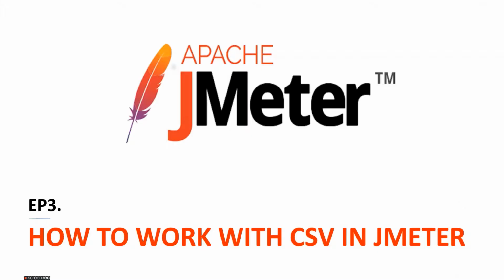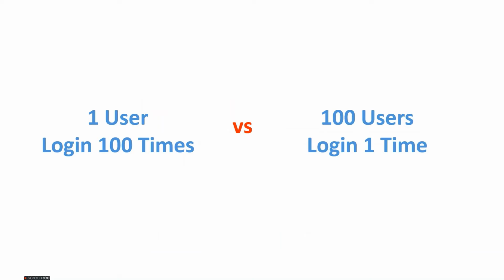Hello everyone, in this third episode about JMeter, I want to explain how to work with CSV in JMeter. But before we try this in JMeter, let me explain the concept, why we need CSV. Let's say we have two test cases. The first one is we have one user, one credential, but it logs in 100 times. And the second test case, we have 100 users, 100 credentials, but login only one time. Both test cases create 100 requests.